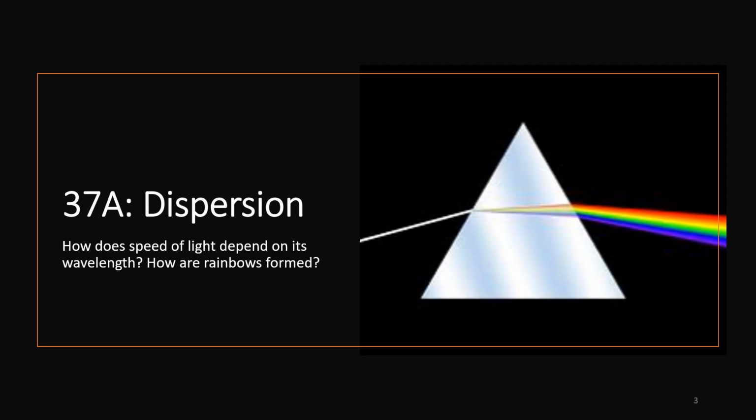The first part of the lecture discusses dispersion. We tackle how the speed of light depends on the wavelength of the electromagnetic radiation and not just its material. We also gloss over how rainbows are formed from a combination of reflection, refraction, and dispersion.